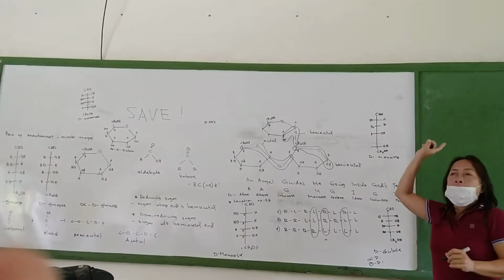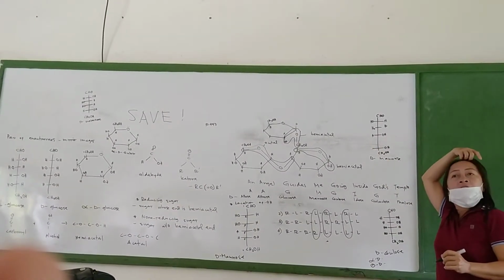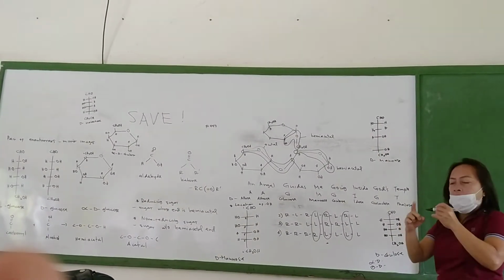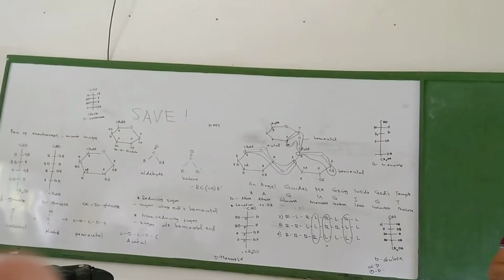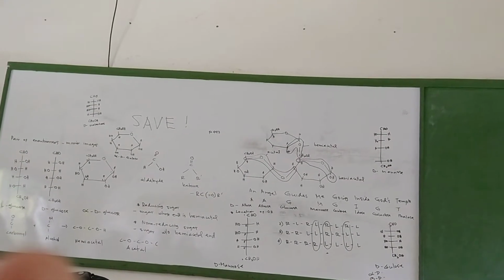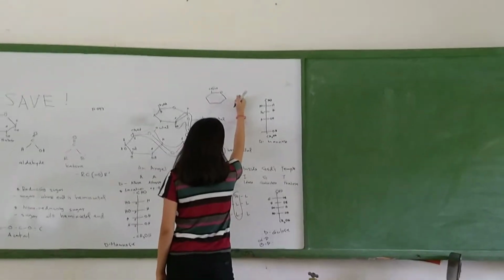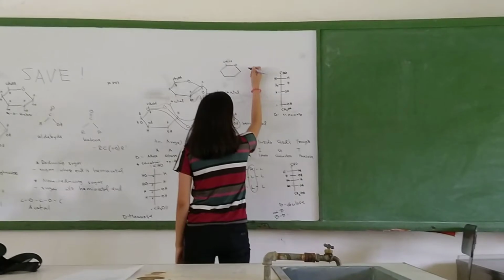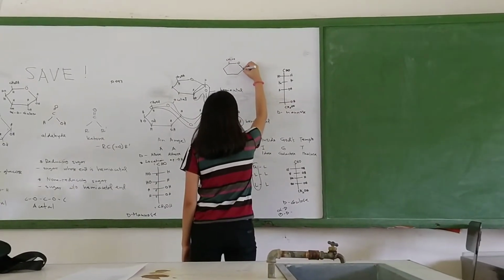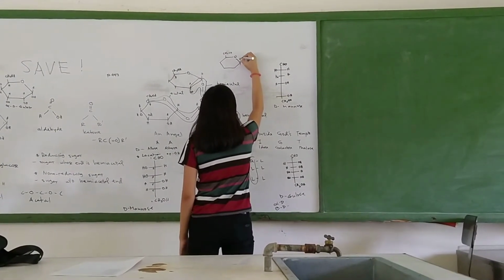Projection, but you write or construct it in a Fischer projection. Anybody? Do it here. Okay, very good. Or make it beta-D-mannose.